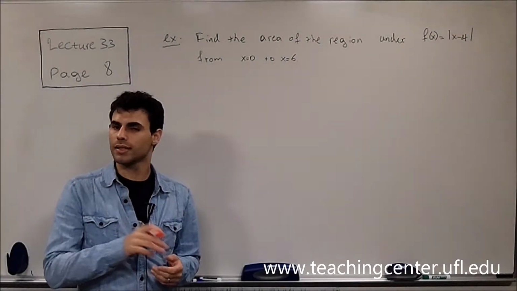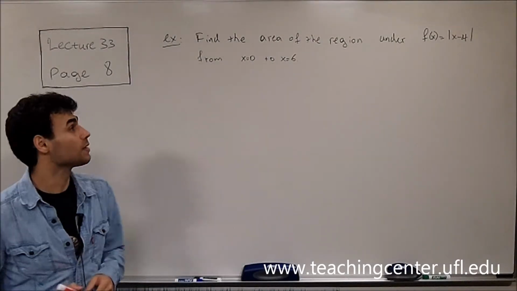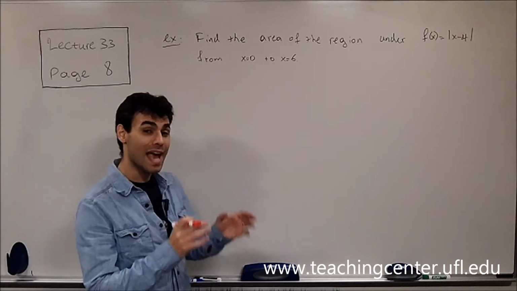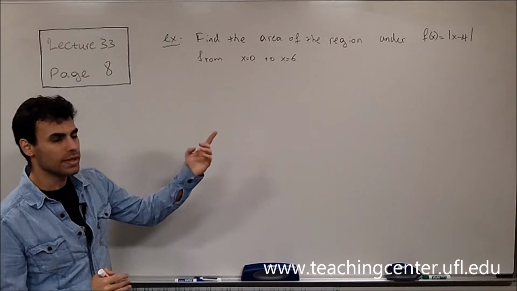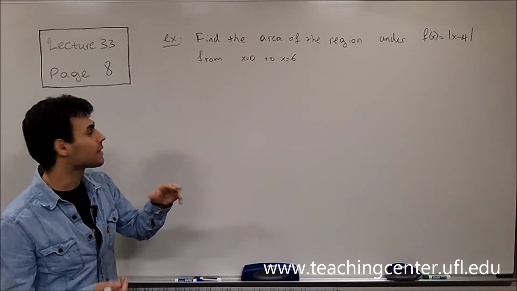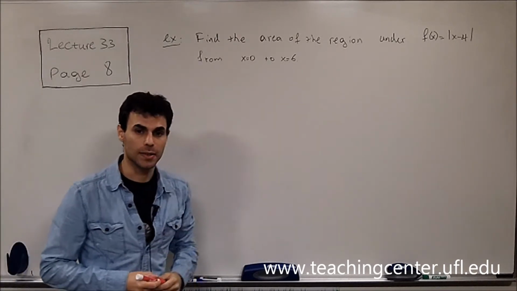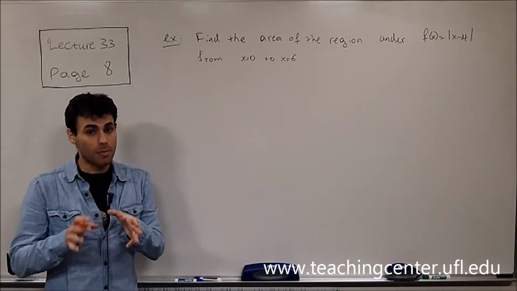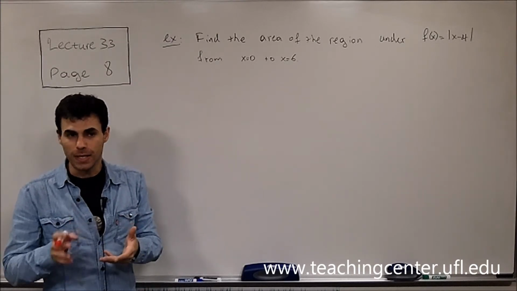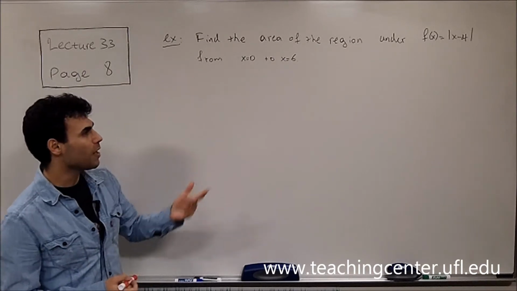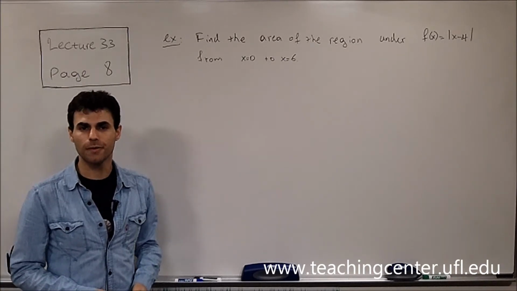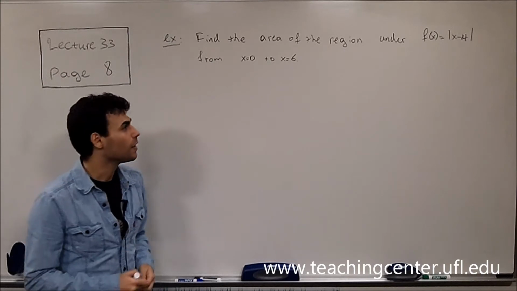Okay, now let's go back to an example where we want to calculate areas. The function that we have now is the absolute value of x minus 4. And we're looking to find the area between that function, the x-axis, and x equals 0 to x equals 6. Remember, in order to find areas using the definite integral, you have to make sure that your function is positive. But of course, my function is the absolute value of x minus 4, so of course, it's positive.